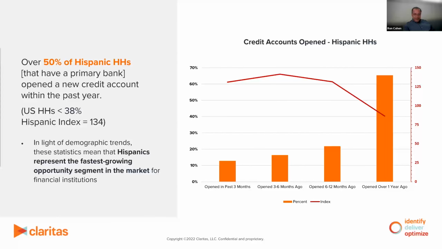What does this mean? In light of the demographics we talked about, what it means basically, bottom line, Hispanics represent the fastest growing opportunity segment in the market for financial institutions, not just banks, but especially banks. You ignore this segment at your peril. This is where all the growth is. This is where all the growth is going to come from in the future, and the need is clear. It's there.